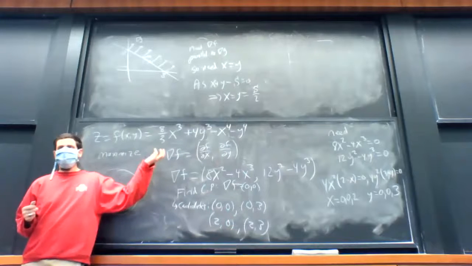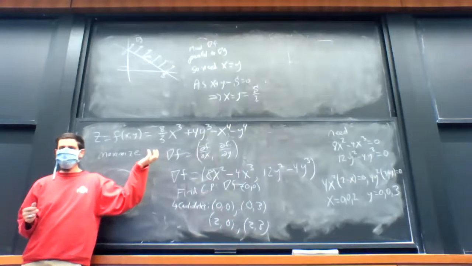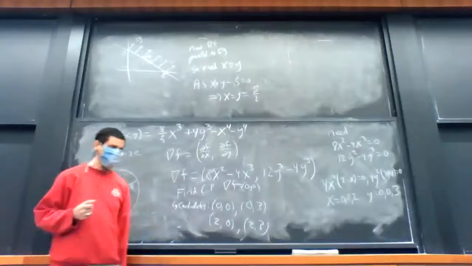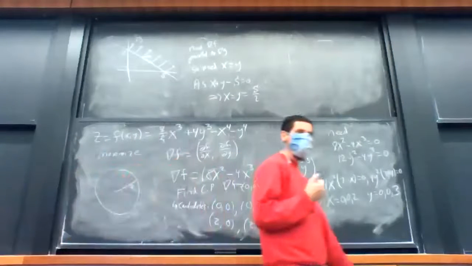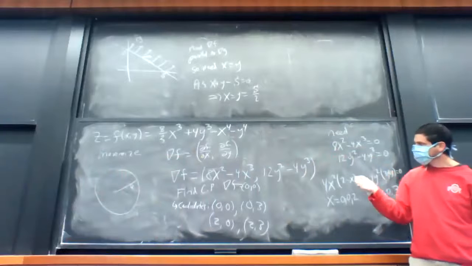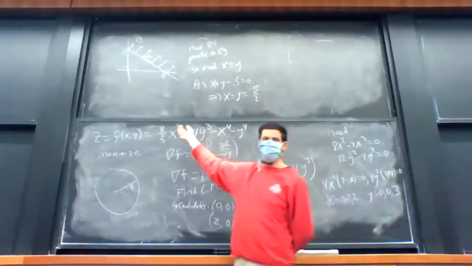Is it a terrible ask to have you check four points? I actually don't think you need to check any point. I think you can just look at it and say which one has to be it. And the reason is if I put in 0, 0, the function is 0.